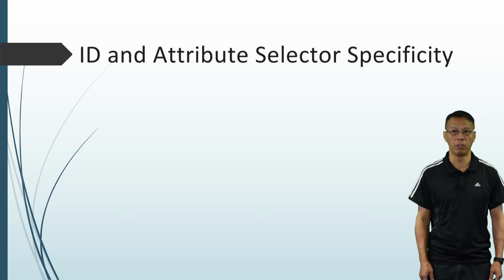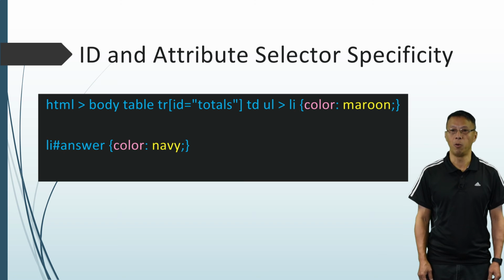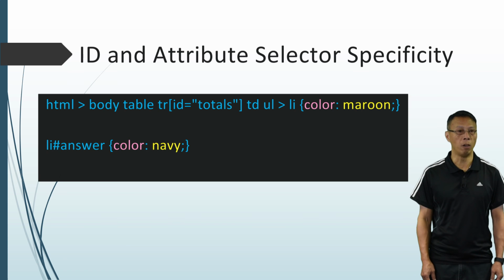Now we would like to look into the ID and attribute selectors, how we can specify the coordinates. Here we have two rules for example 1. In rule number 1, HTML greater than body, table, tr, td, ul greater than li is more specific in terms of the hierarchy. The second rule is li with an ID. The ID is giving you an ID.